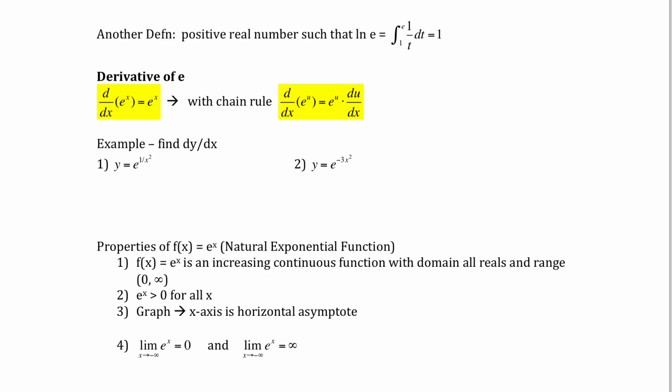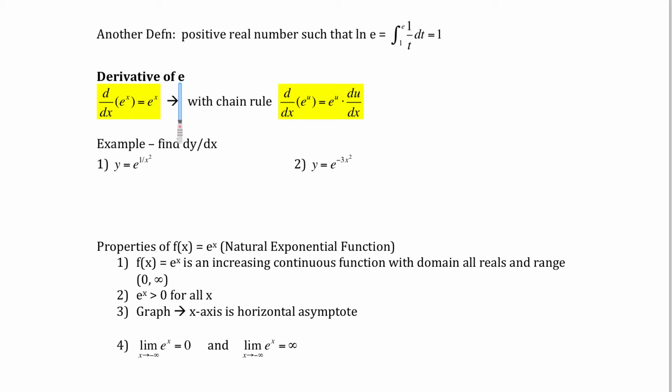And then we've got another definition. This one says that e is a positive real number such that the ln of e, the natural log of e, equals the integral from 1 to e of 1/t dt, which is equal to 1. So basically, ln of e is 1, and that's something that you guys have already been taught.